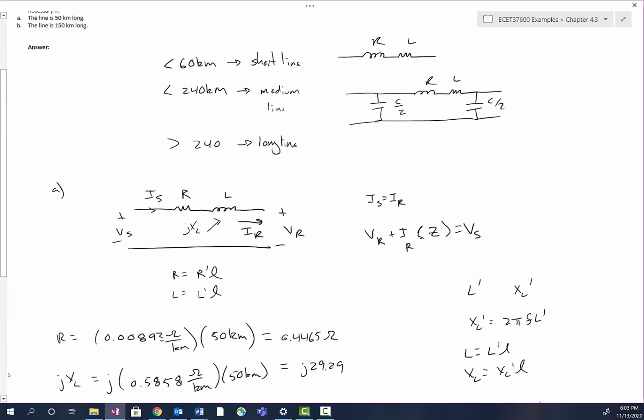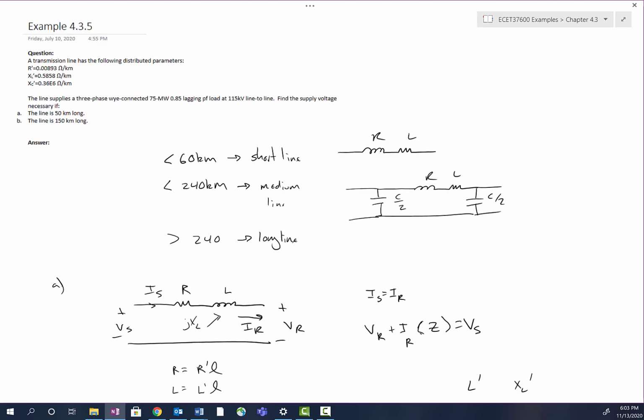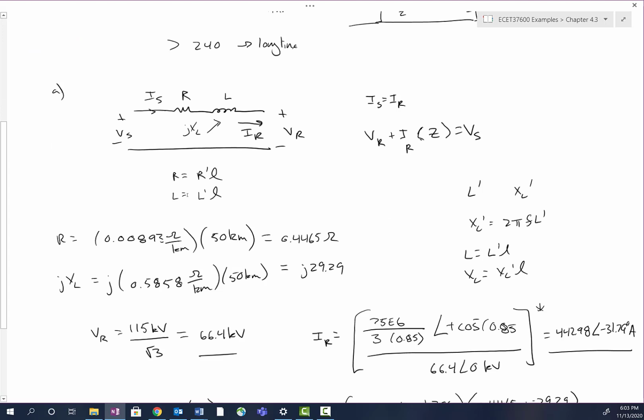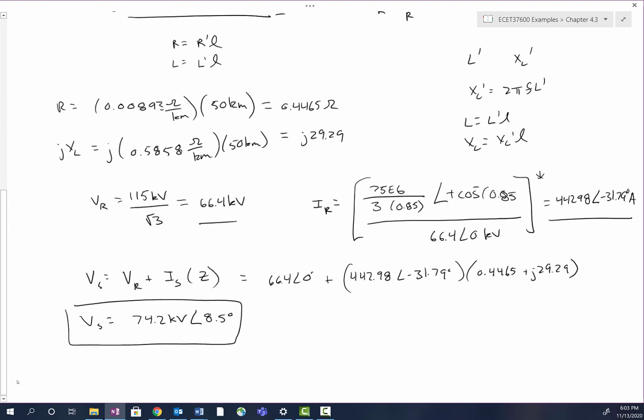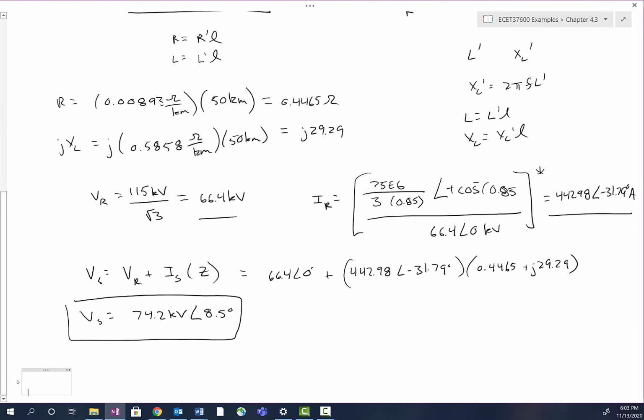So that's if the line was 50 kilometers. How does the input voltage change if the line was 150 kilometers? Well, now I need to switch to this line over here. So that's what we'll be solving next. So give myself some more writing room here.